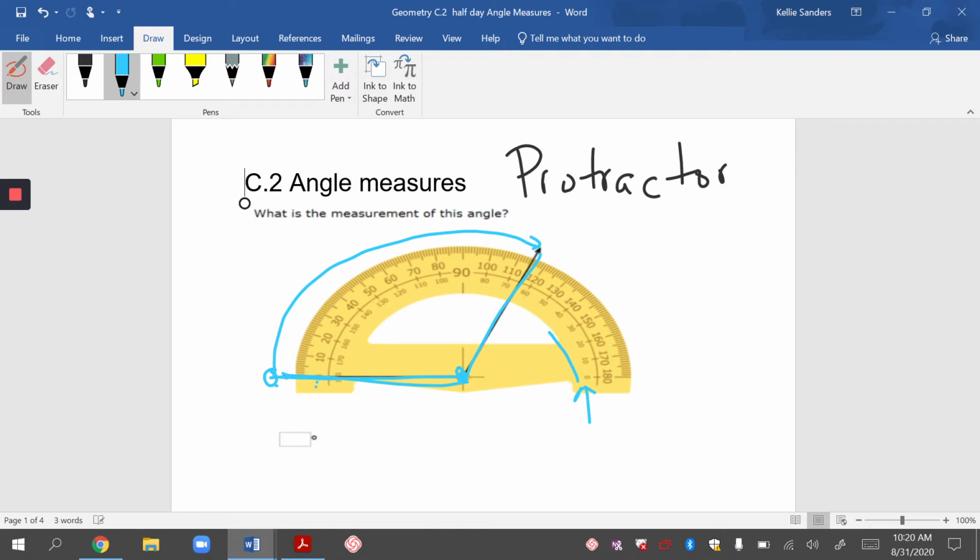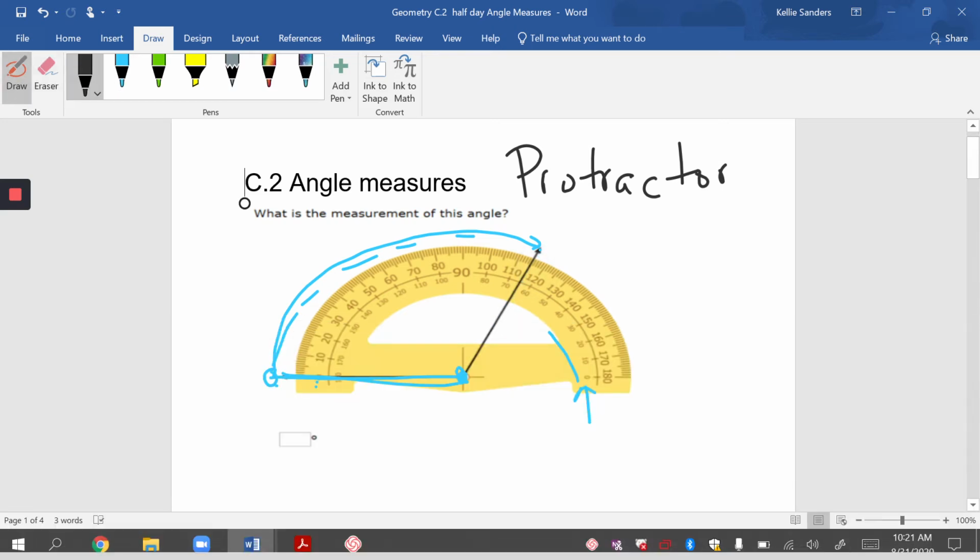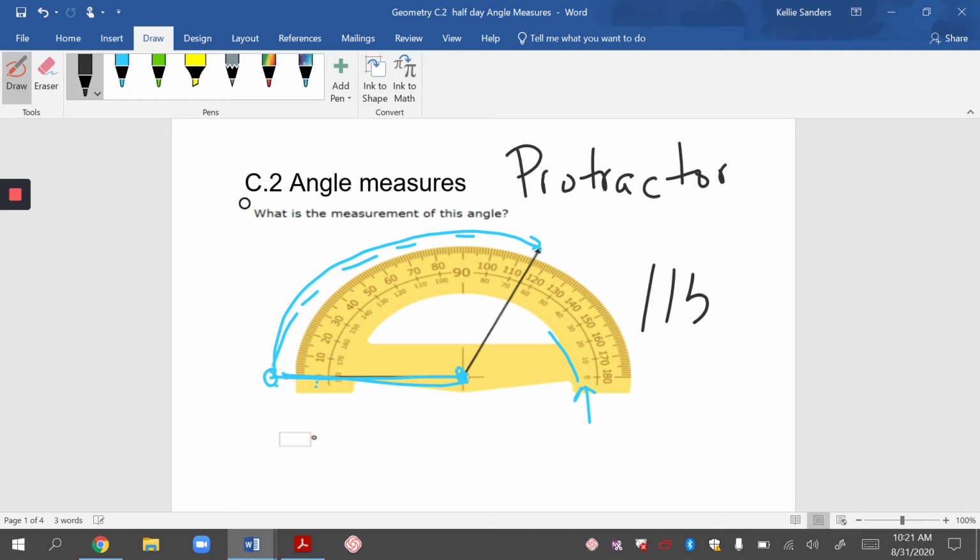Notice at 0 it gets bigger and bigger and bigger, and it stops. It stops between 110 and 120. It's not going to try to trick you or anything. This is just going to be 115 degrees. So that's what you would put right there in that box.